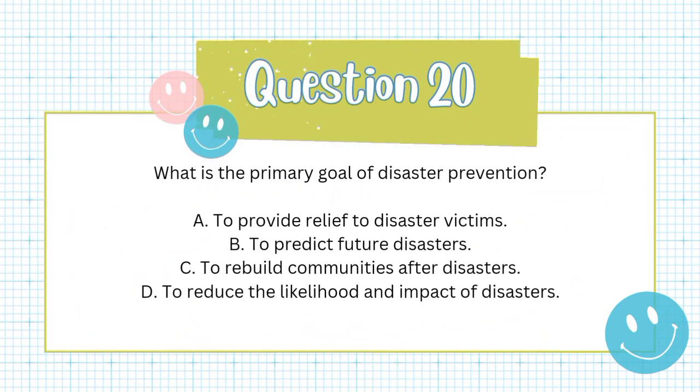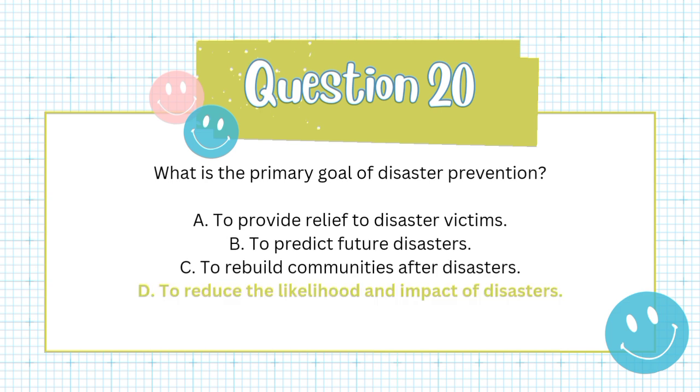20. What is the primary goal of disaster prevention? A. To provide relief to disaster victims. B. To predict future disasters. C. To rebuild communities after disasters. D. To reduce the likelihood and impact of disasters. The correct answer is D. To reduce the likelihood and impact of disasters.